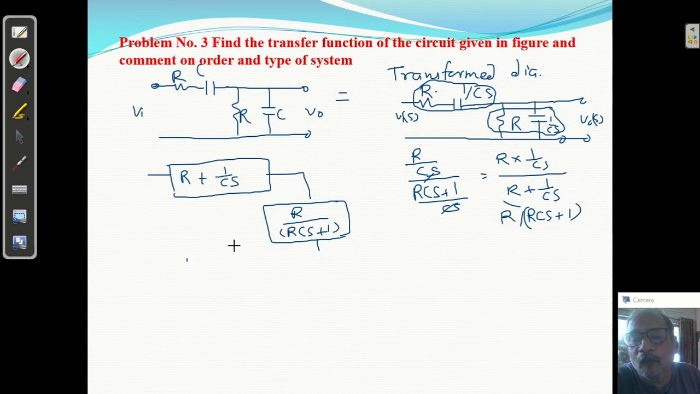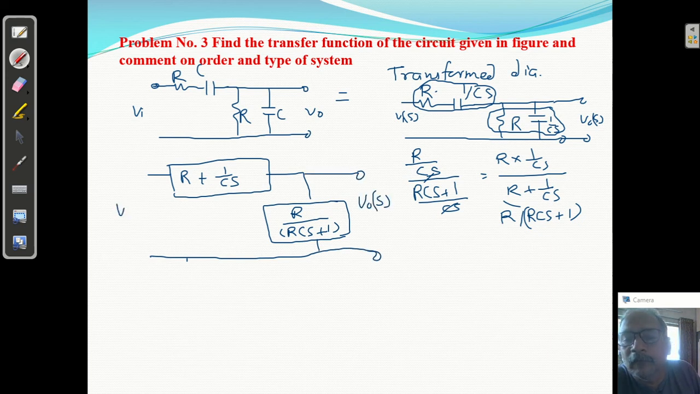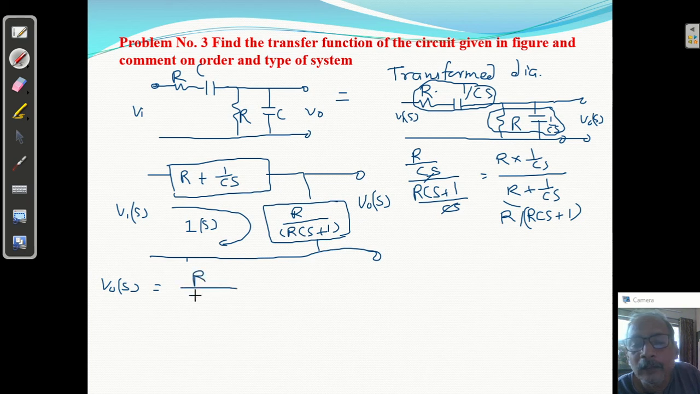Okay, now this is V out of S, this is V in of S, and I have only one loop, I of S. Now we can simplify. What is the V out of S? Output is the voltage across here, what is it? R upon RCS plus 1 into I of S. That is equation number 1.